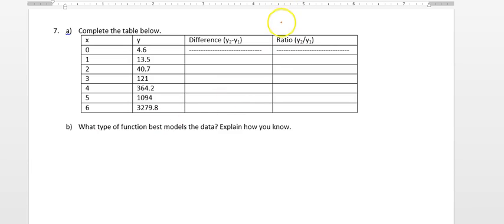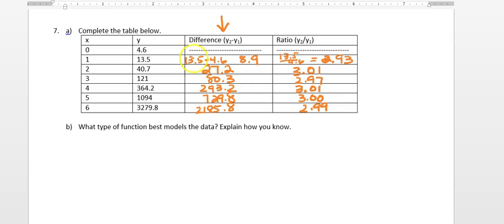All right, for this next table, it's asking you to recognize if you think something's linear or exponential. So in this column here, we're going to take the difference of both these two numbers. So it'll be 13.5 minus 4.6, which is 8.9. And then in this column, I'm going to take 13.5 and divide it by 0.46. Now that's equal to 2.93. And I'm going to go all the way down and do that. So if you'll pause the video and fill in that table.